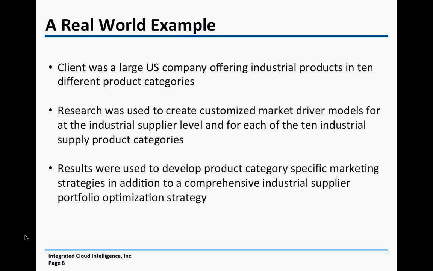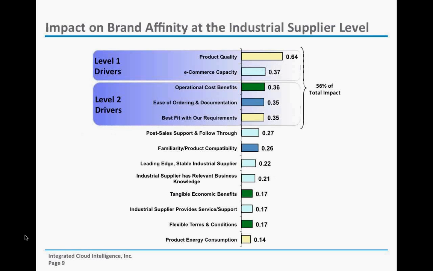And from this, they developed not only a portfolio optimization strategy across each of the 10 product categories, but they developed their positioning and strategic marketing strategy based on the industrial supplier model. When we came in, here's a perfect example. We had 2 levels of important drivers here, and what we found in this model, which has a total of 13 market drivers, is that 5 really are doing the majority of the work.